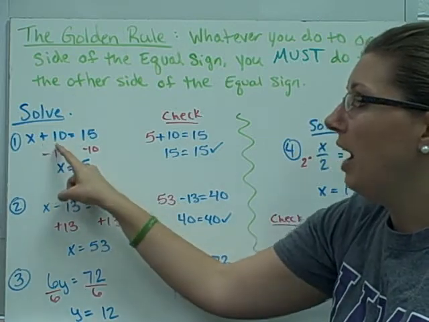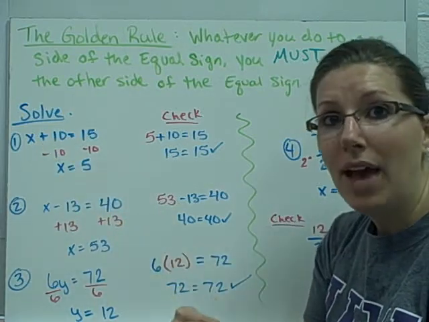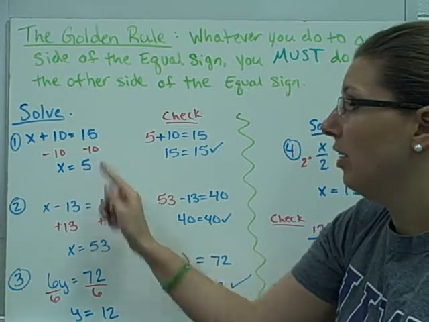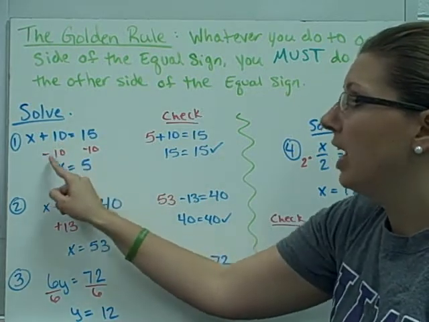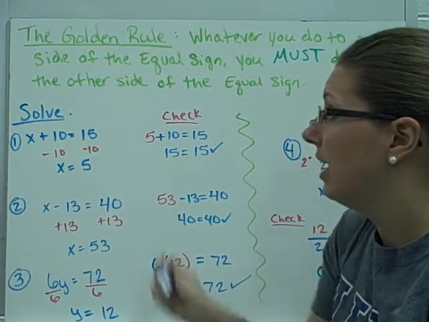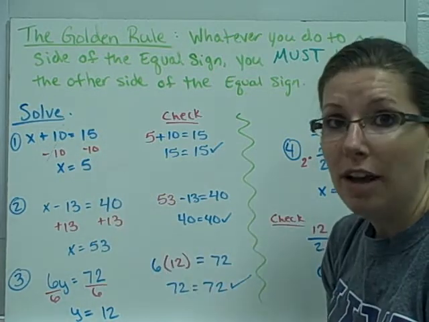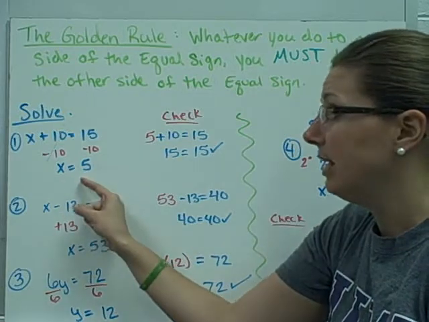I see here that I'm adding 10 to x, so the opposite of adding 10 is subtracting 10. What I do to one side, I must also do to the other. Positive 10 take away 10 is nothing, so they cancel out, and I'm left with x. 15 take away 10 is 5. So my solution is x equals 5.